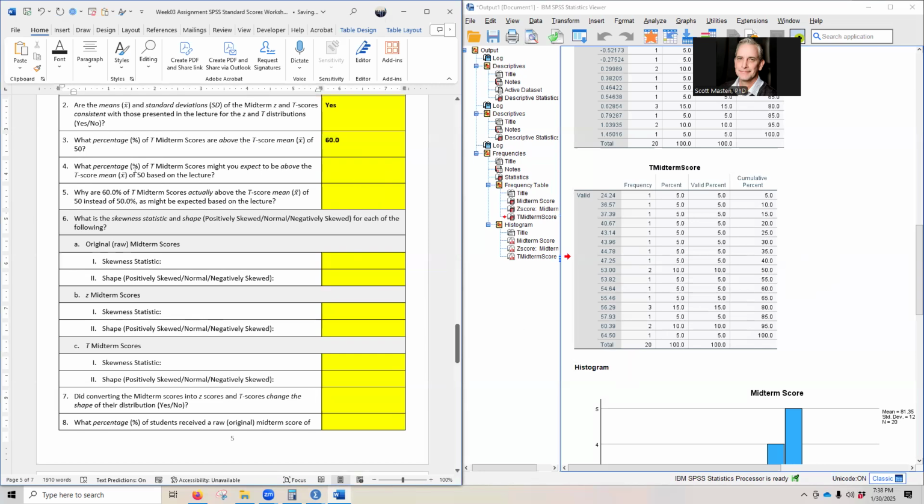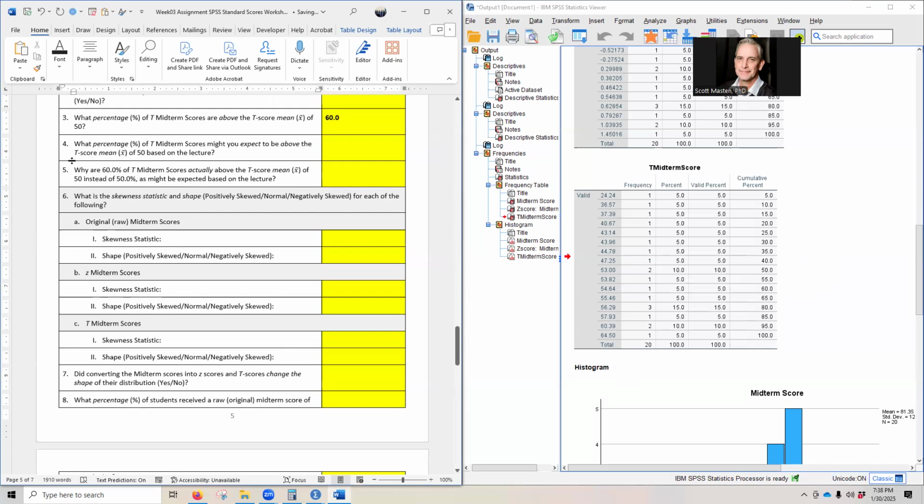Yay. All right, so what percentage of T midterm scores might you expect to be above the T score mean of 50 based on the lecture? If you remember back to the lecture, one of the characteristics of normal distributions is that the mean, median, and mode are the same if it is normally distributed. So what does it mean that the mean is also the median? Well, it means that 50% of scores would be above it, 50% of scores would be below it. So I would have expected 50% of scores to be above the mean. We got 60.